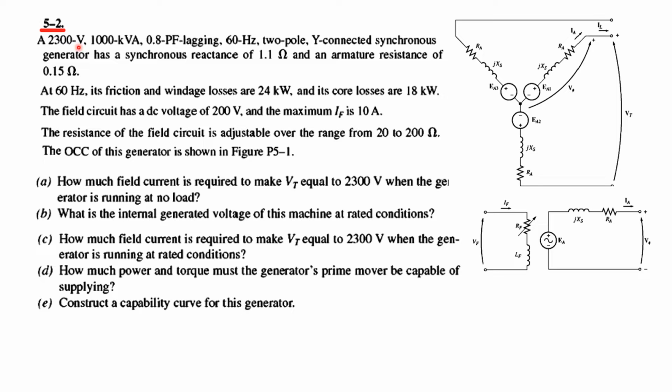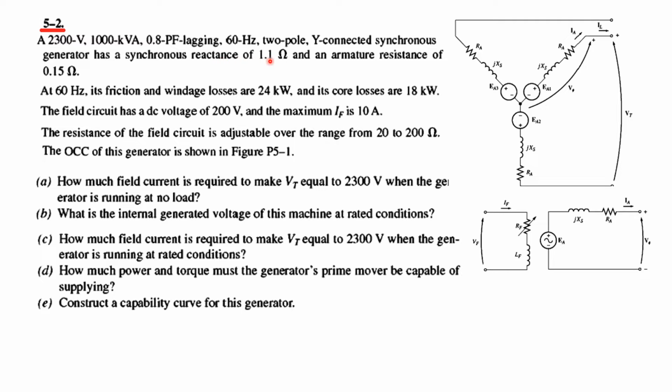A 2300 volt, 100 kVA, 0.8 power factor lagging, 60 Hz, 2-pole Y-connected synchronous generator. So first let's see the Y-connected synchronous generator. The arrangement is something like this, and as I have been telling, whenever the voltage is given, the voltage is line to line. That means this voltage is the terminal voltage, 2300 volts, which is between two lines.